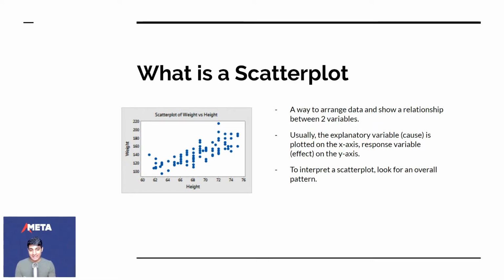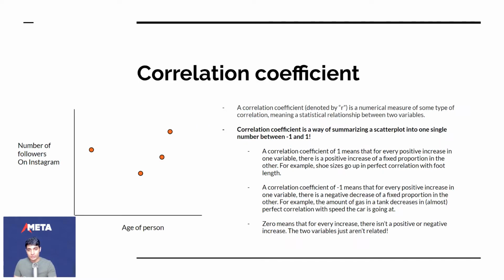To interpret a scatterplot, you have to look for an overall pattern, right? You see these dots and you ask, how can I make a pattern out of these dots? So let's take an example here. The age of a person is plotted on the x-axis. It's the causative factor. And then we look at something like the number of followers on Instagram, which is the effect. This is what happened because of the cause. I've taken data of 4 people and just plotted it on a map. I'm not going to show you what's on the x-axis and y-axis. Let's just assume there are some numbers there.